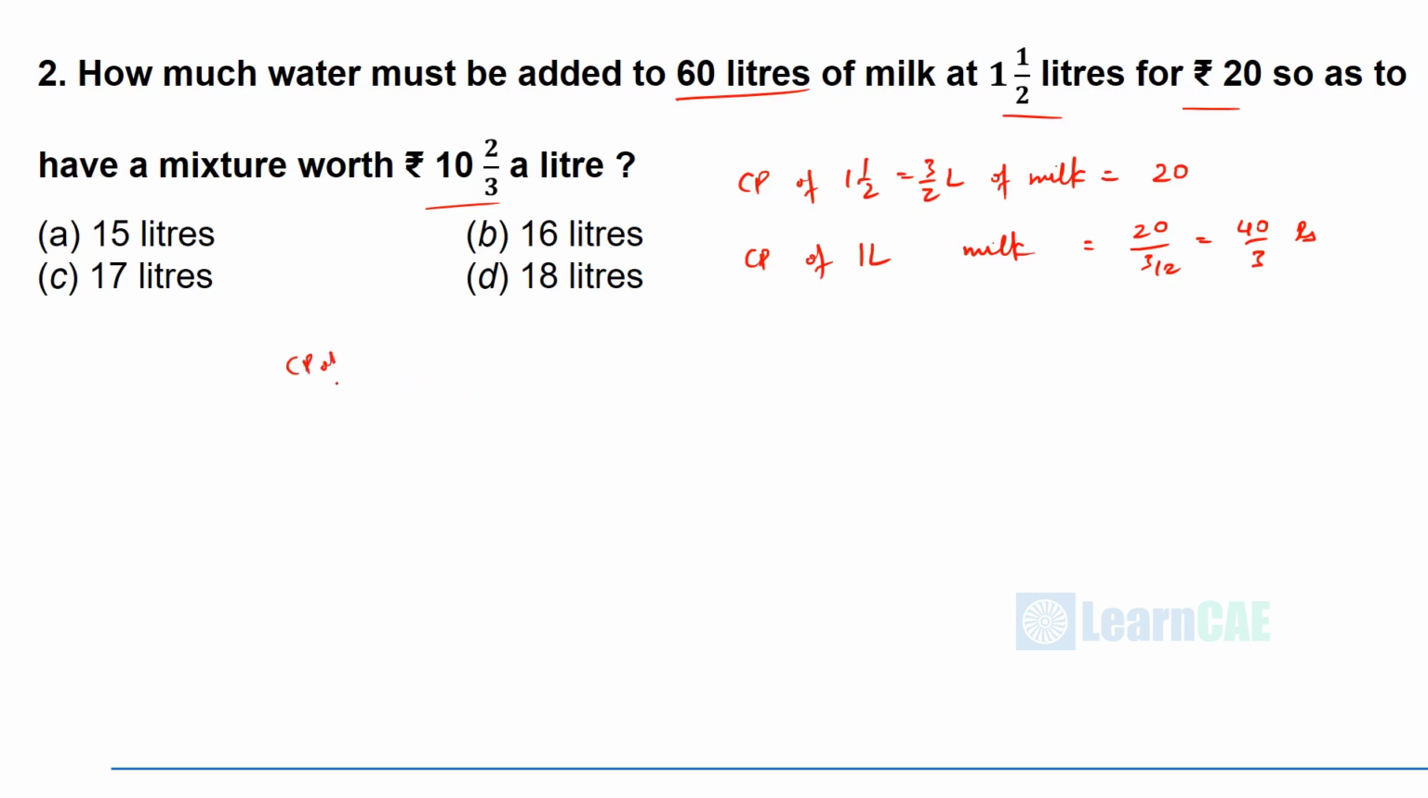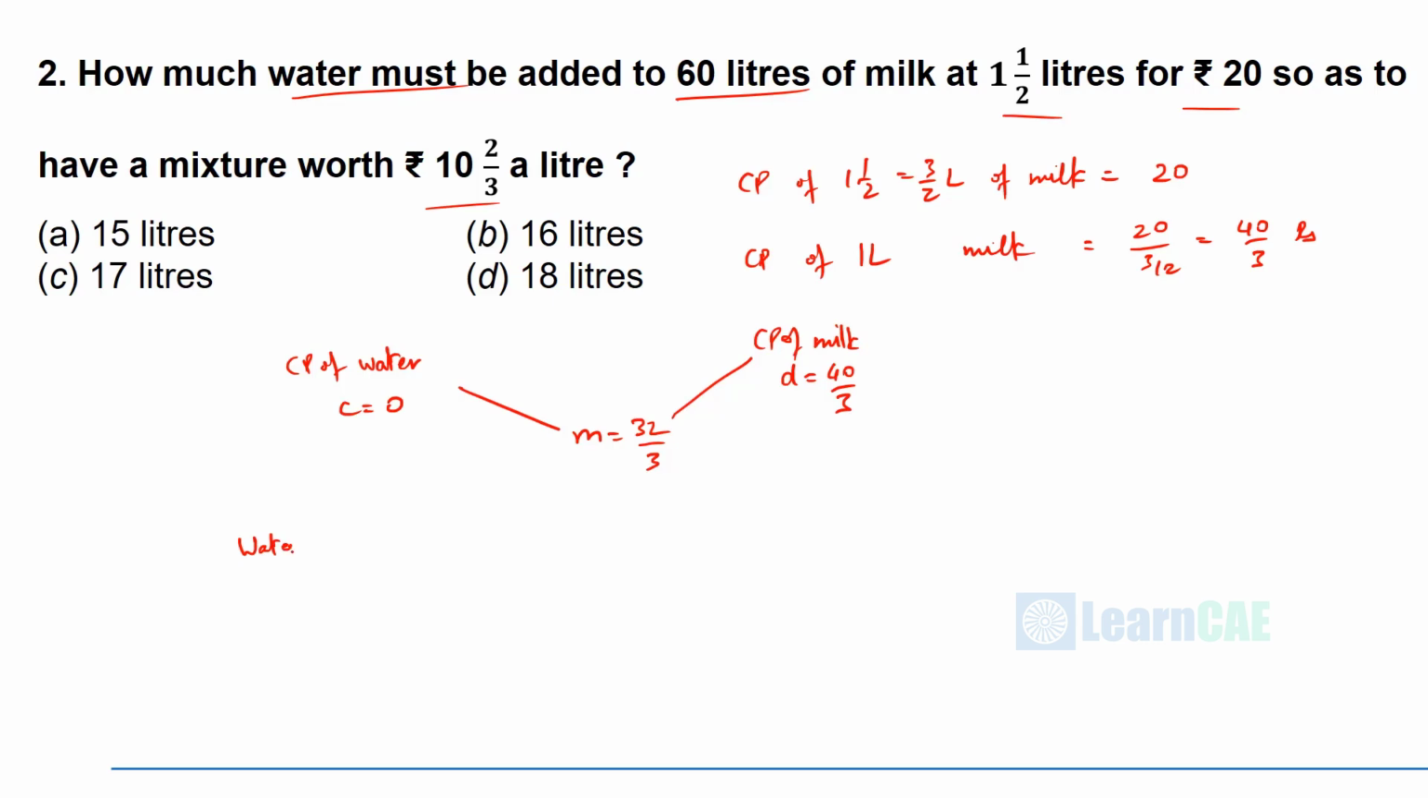The cost price of water, that is C, is equal to 0. The mean price is 10 2 by 3 a liter, that is equal to 30 plus 2, 32 by 3. And the cost price of milk D is equal to 40 by 3. Now they are asking how much water must be added to 60 liters of milk. Therefore, we shall find out the ratio of water to milk.